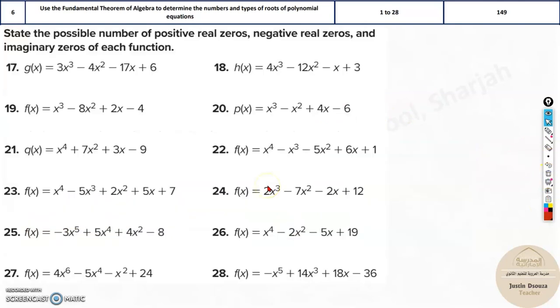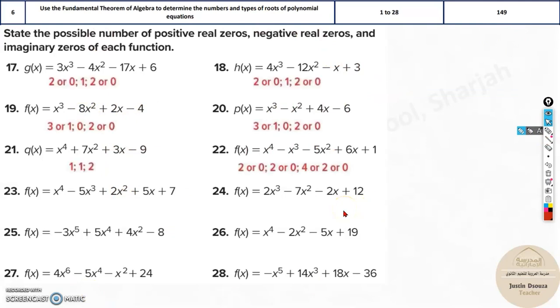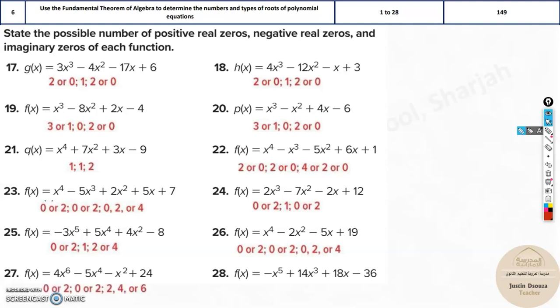That's it. Now, please do try these problems by yourself. Pause the video, solve them, and then you can check with the answers. All the answers are there. Now you just have to make the table and do it. It is lengthy, but it's simple. Just count the change in sign. Change the x to minus x, count the change in sign, and do the table.